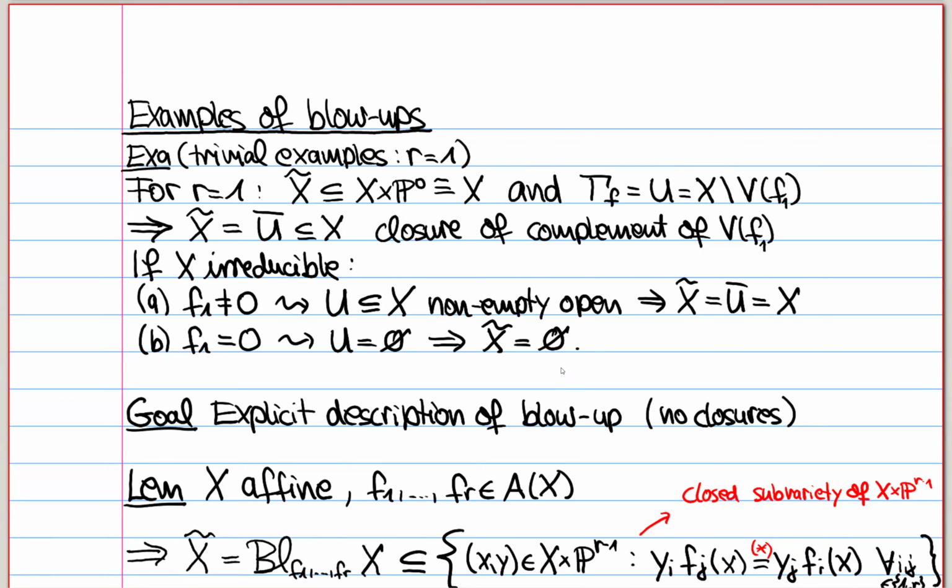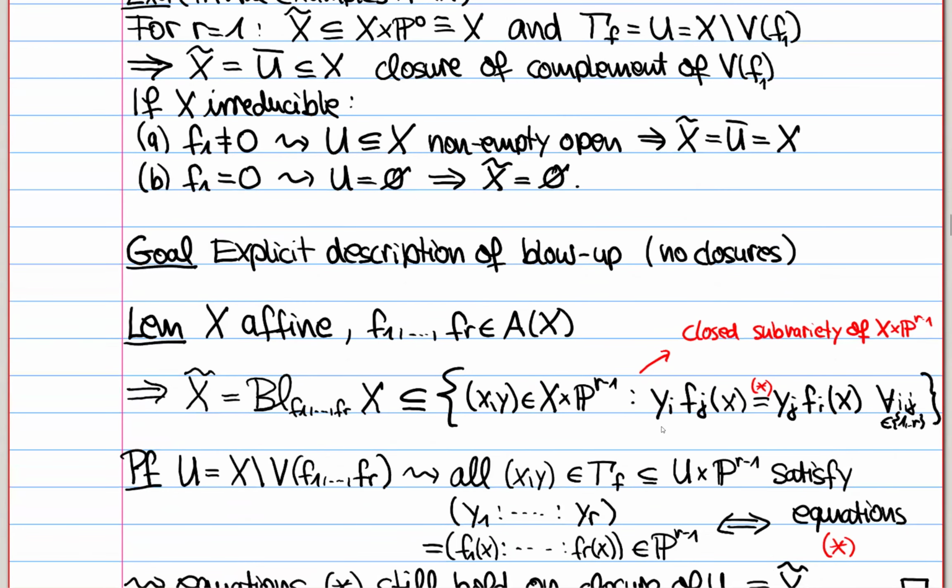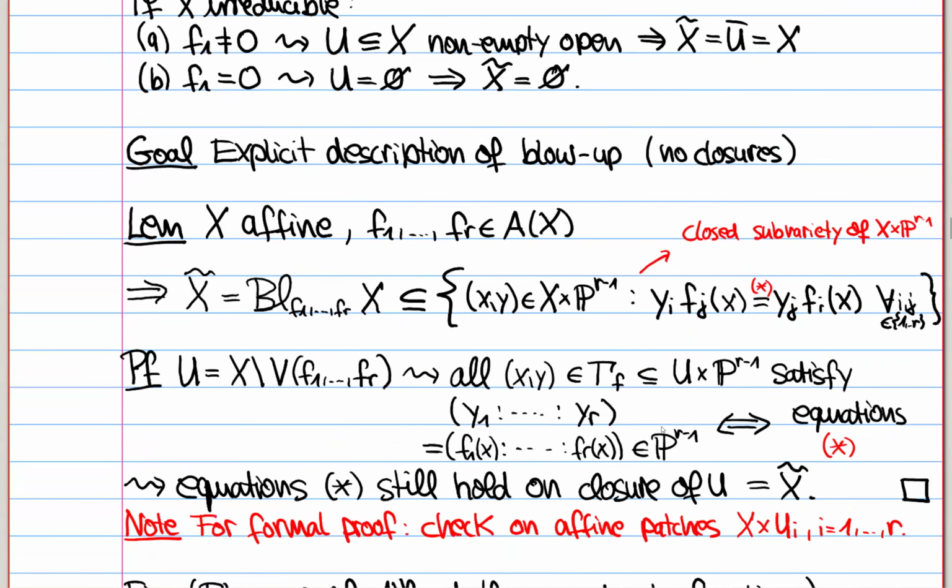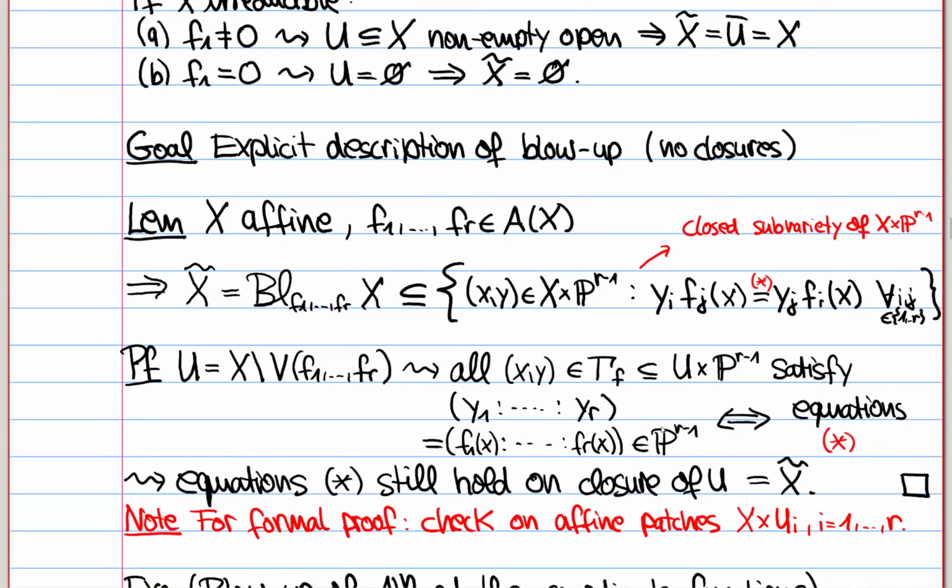So more generally, we now want to look at the more interesting cases. And there we want to give explicit descriptions of the blowup. The definition involved taking some subset and taking the closure. This is not very explicit. Now we want to describe this with some concrete equations. And the next lemma at least helps us to understand what equations describe the blowup.